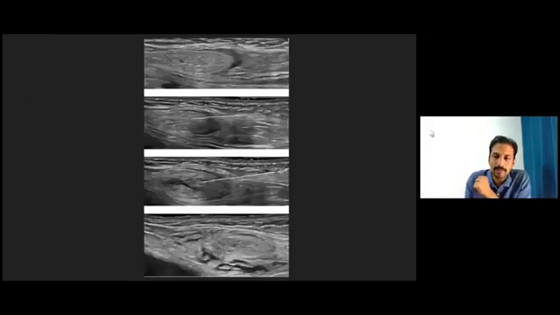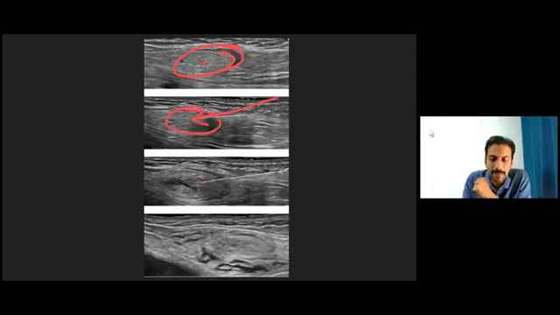Okay, this is how a puncture of a lymph node is done using ultrasound. This is the ultrasound image showing the lymph node. This is the lymph node here, and we can see this is the lymph nodal cortex, and this is the fat hilum, and we can put a thin needle into the lymph node.